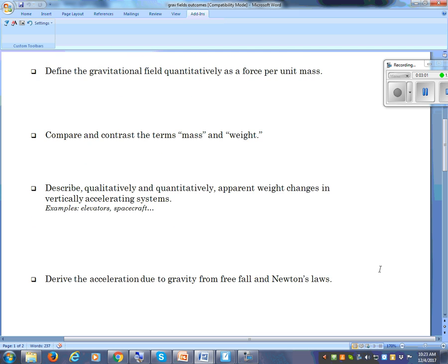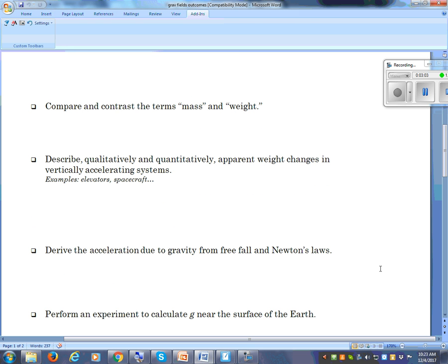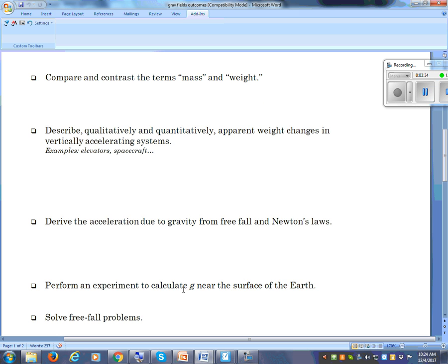Compare and contrast the terms mass and weight. What does that mean, compare and contrast? It's fancy words for find the similarities and find the differences. So you need to be able to do that. Describe qualitatively and quantitatively apparent weight changes in vertically accelerating systems. In other words, tell me what happens to your weight in an elevator. We'll talk about that. Derive the acceleration due to gravity from free fall and Newton's laws. To be brutally honest, I'm not even sure what that means. It's so simple.